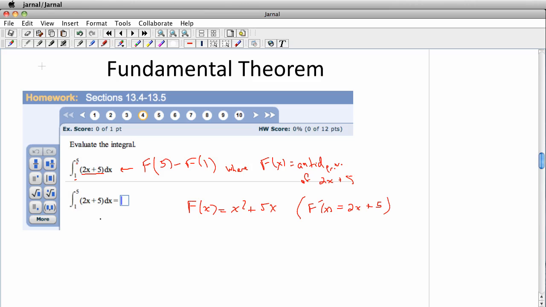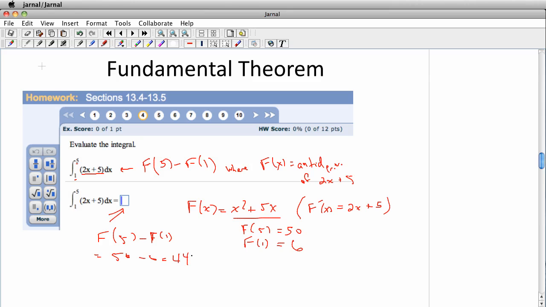And so the fundamental theorem of calculus tells me that the answer that goes here is just capital F of 5 minus capital F of 1. And each of those numbers is easy enough to find. Capital F of 5 is 5 squared plus 5 times 5. So if you do that on your calculator, you get 50. I'm using this expression. Capital F of 1 is 1 squared plus 5, which is 6. So the answer here is 50 minus 6, which is 44.